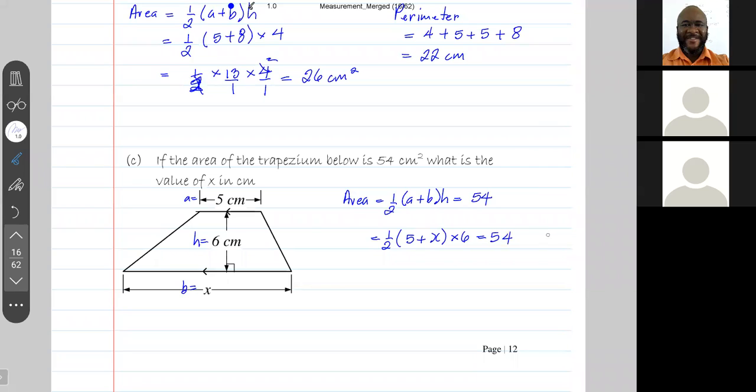It's actually easy to work out because a half of 6 is 3. I'm going to apply the distributive law, multiply everything inside the bracket by the 3 that is outside the bracket. 3 times 5 is 15. 3 times x is 3x. And this is equal to 54. Therefore, 3x would be equal to 54 minus 15. So 3x would be equal to 39. Then I'll divide both sides by 3. And when I do, I'm getting x. The length of the side x is 13 centimeters.